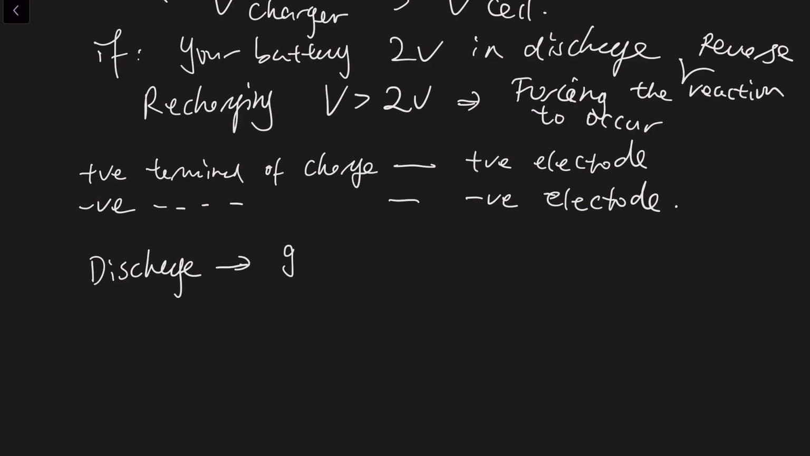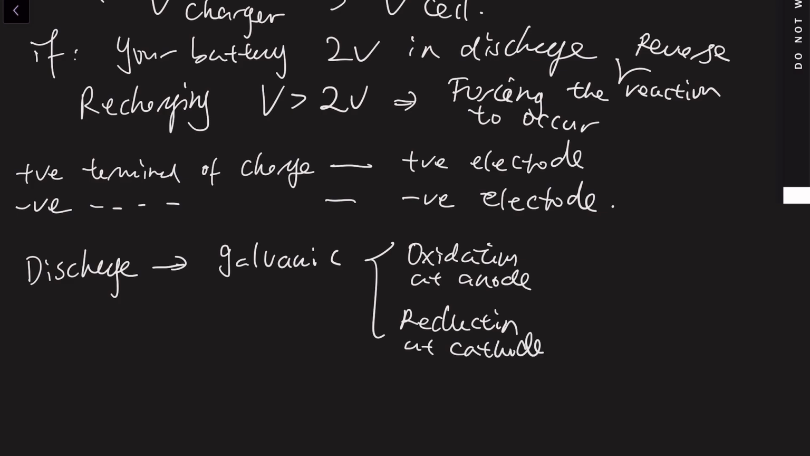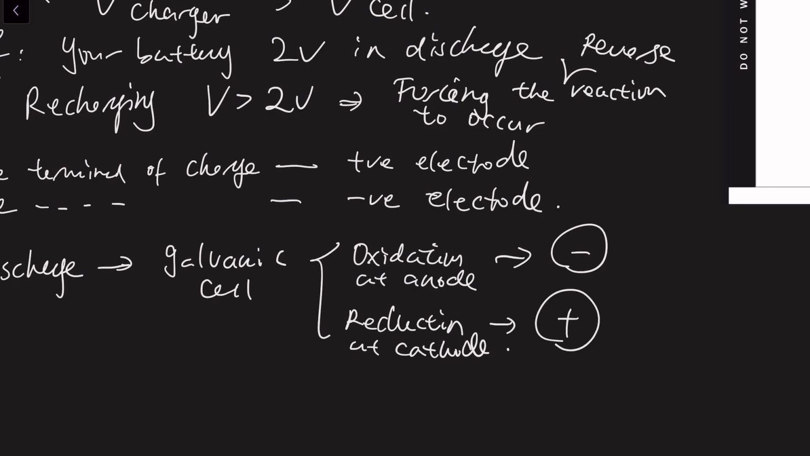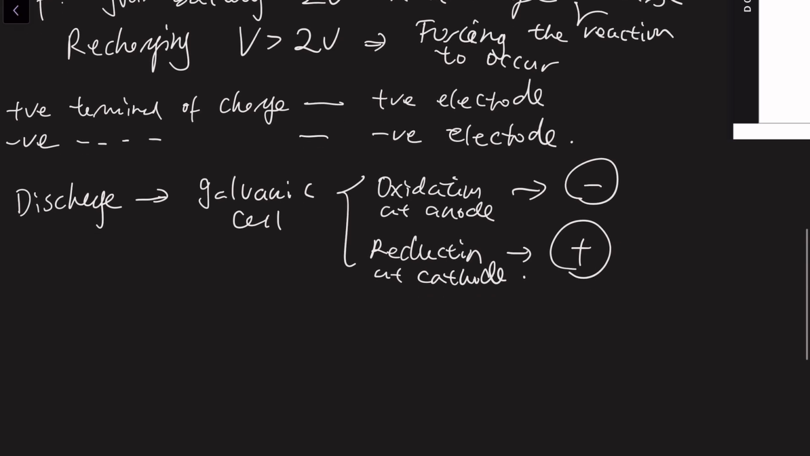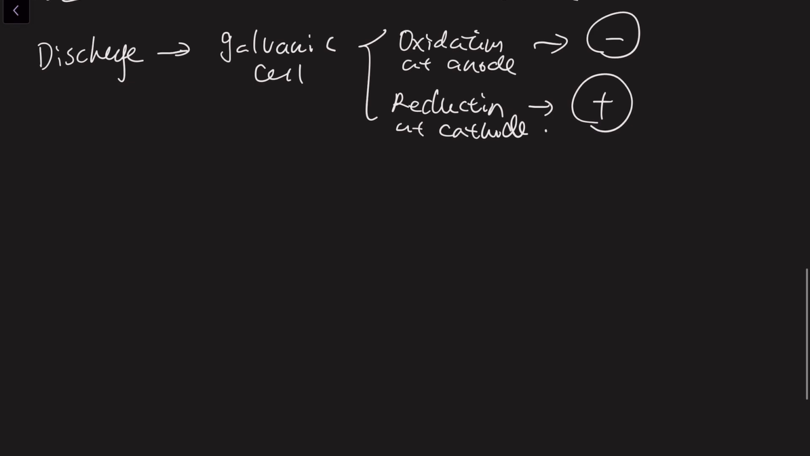So discharge, galvanic, and this implies that we have oxidation at anode, reduction at cathode. And from our knowledge of galvanic cell, oxidation at anode means it is negative because you are rejecting the electrons. And also, opposites attract. So when you are receiving the electron during this reduction reaction, the terminal should be positive to attract this electron.